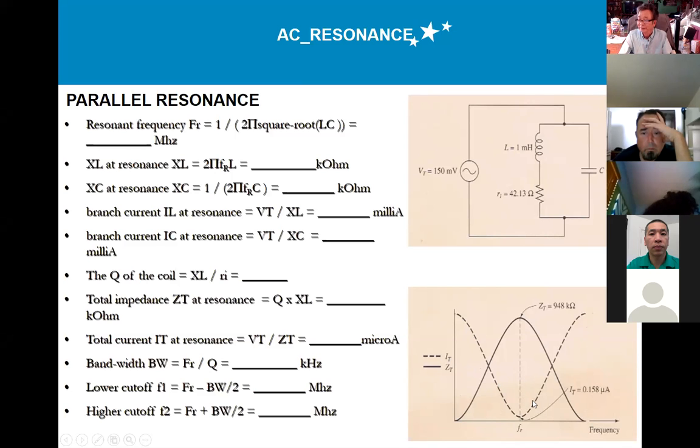In parallel resonance, you get maximum impedance and you get the minimum current. That is the difference between series and parallel, depending on the application. You want maximum impedance or you want maximum current. Then the circuitry can be series or parallel resonance.